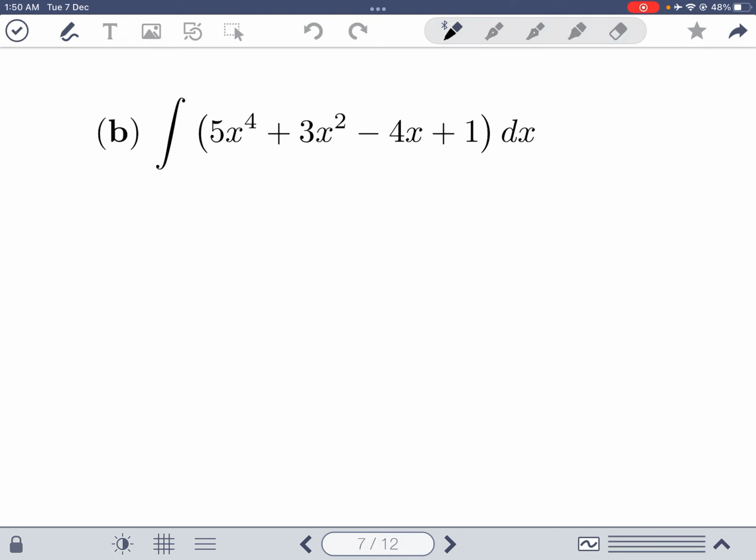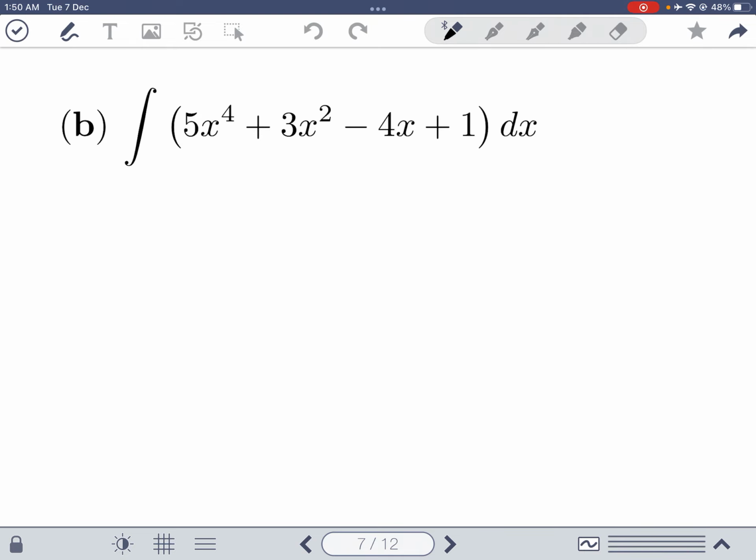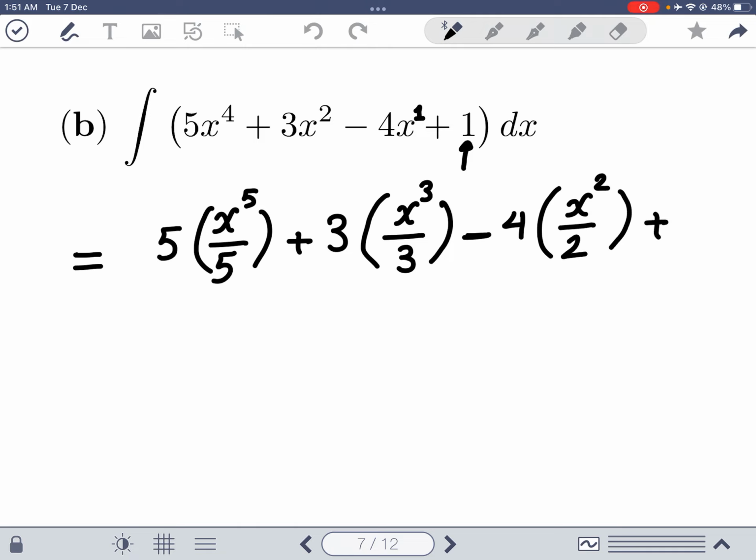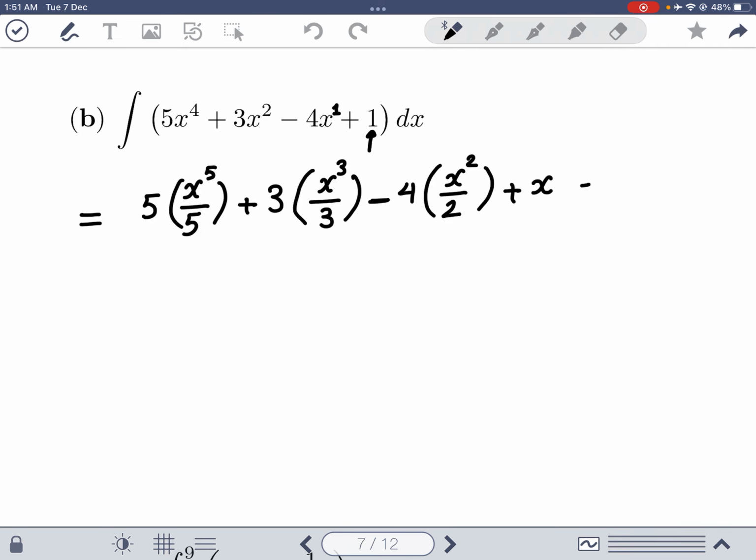So the next question, oh, this one is even easier. Notice that all of them are powers. This is 4x to the power 1. So for this integral, you apply the power rule. It will be 5, and then x to the 4. When you integrate it, it's x to the 5 over 5, plus 3, and x squared, when you integrate it, becomes x cubed over 3, minus 4, and then x to the power 1 you integrate, it becomes x squared over 2, plus, when you integrate 1, you get x, because the derivative of x is 1. So the integral of 1 is x. Okay, plus c. Here you need to put plus c because it's an indefinite integral.